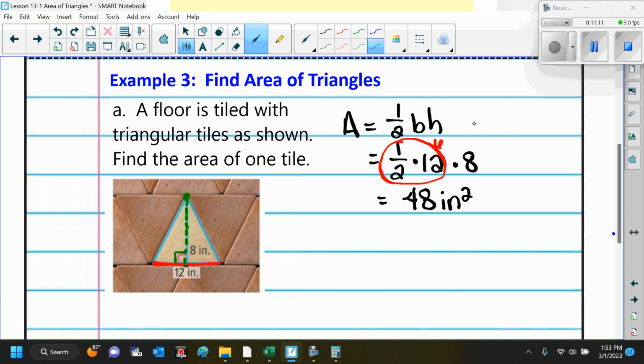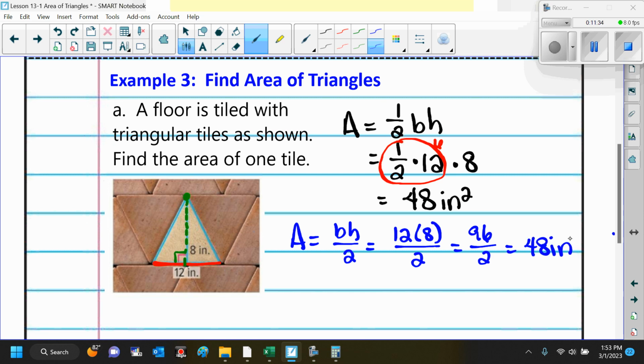And of course, if you did the other formula, area is equal to base times height divided by 2, you've got 12 times 8 divided by 2, and that's going to be 96 divided by 2, which gives us, again, 48 inches squared. Again, either way is fine.